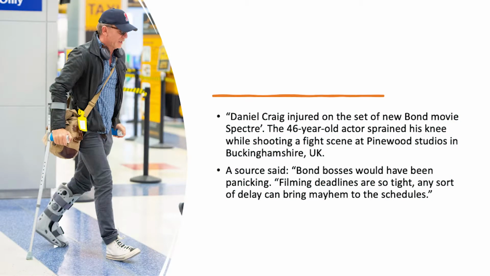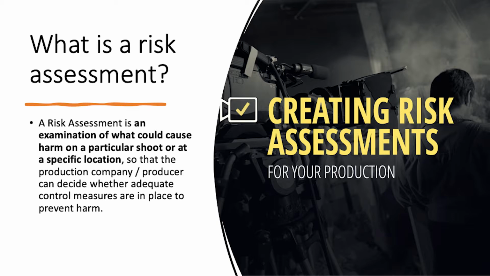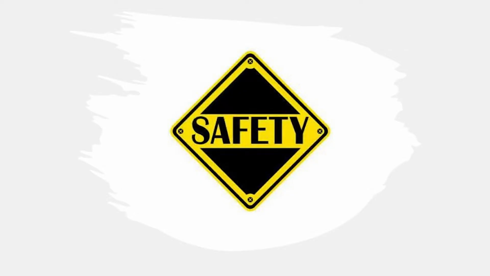Even on big budget films, things can go wrong, so actors and crew can get injured, and in some worst case scenarios, some people have lost their lives on a film set. A risk assessment is an examination of what could cause harm on a particular shoot or at a location, so that the production company and producer can decide whether adequate control measures are in place to prevent harm. A risk assessment is all about being safe to the cast, the crew, and the equipment.